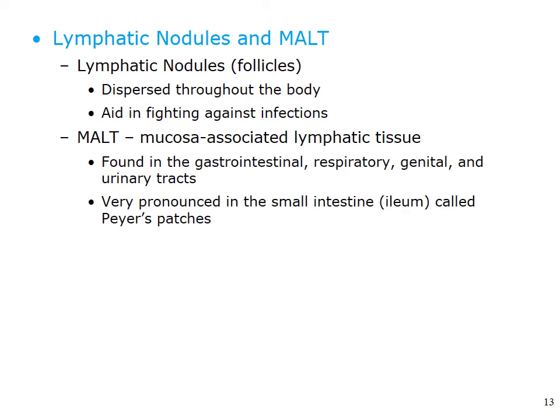Okay, the last of the structures that we're going to talk about are lymphatic nodules and something that's referred to as MALT. Lymphatic nodules are sometimes also called lymphatic follicles.